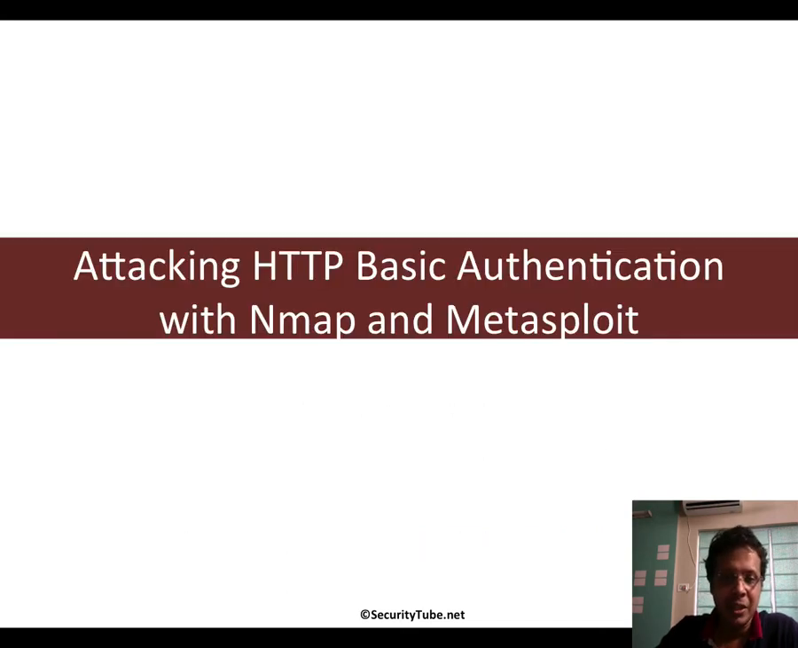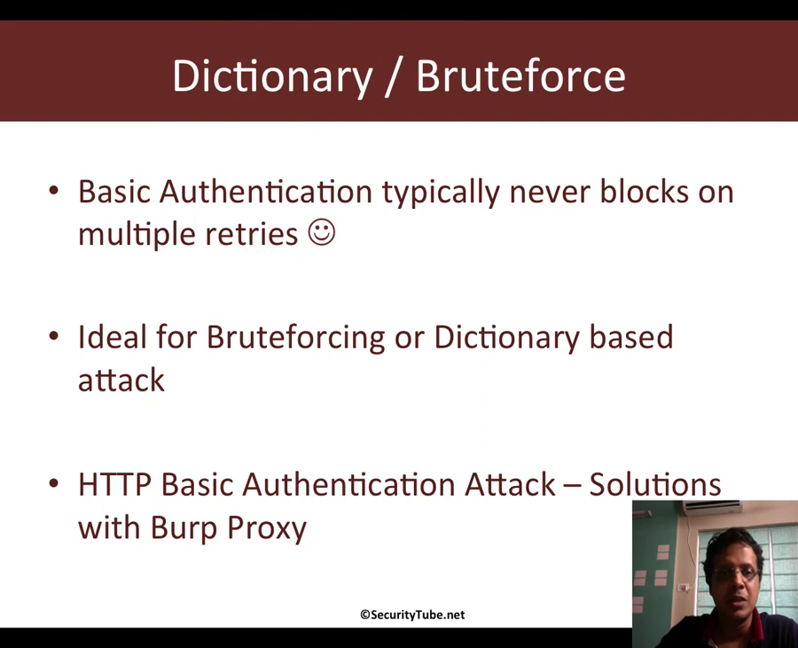Now in the last video, we talked about HTTP basic authentication and how it works. In this video, we will look at how to attack it using tools such as Nmap and Metasploit. As you probably imagined, because basic authentication never really blocks on multiple retries, which is if you keep sending the wrong username and password tens and hundreds of times, it still allows you to make a new try. It is ripe open for brute forcing and dictionary based attacks.